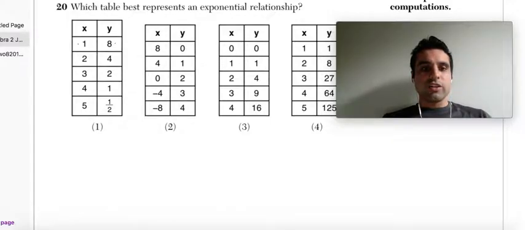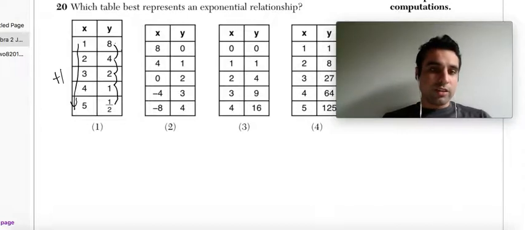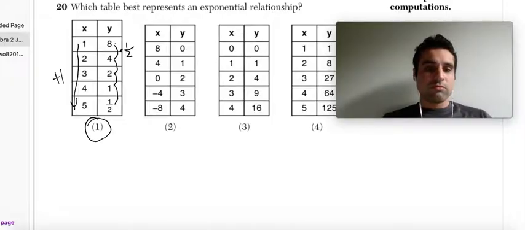The x values are increasing by a constant amount of plus 1. That's important when looking at this, guys. So 1 plus 1, 2 plus 1, 3 plus 1, 4 plus 1, 5. Okay, now are we multiplying? 8 divided by 2 is 4. 4 divided by 2 is 2. Divided by 2 is 1. Divided by 2 is a half. Dividing by 2 is the same as multiplying by a half. That's exponential. That was awesome because the first one was our answer.